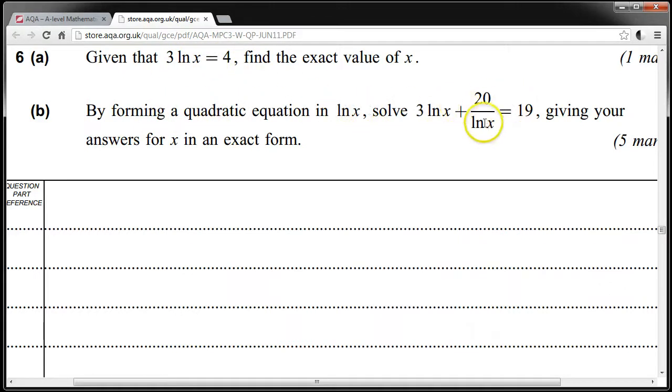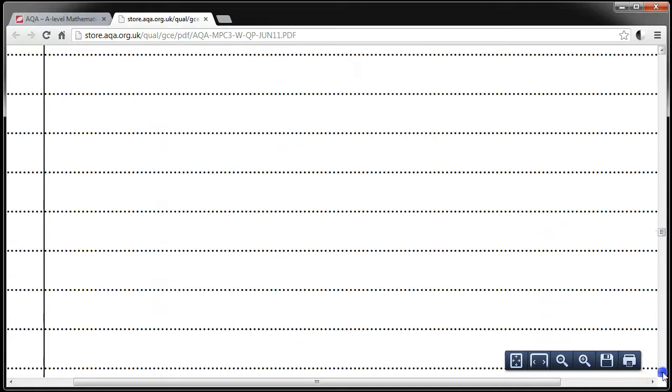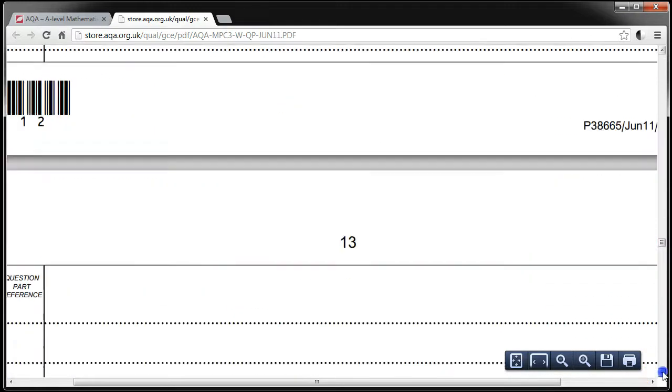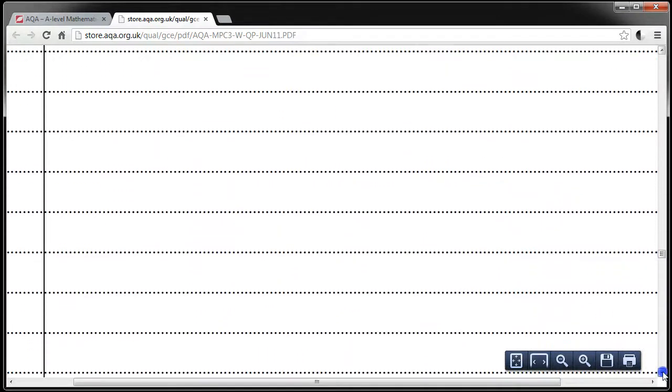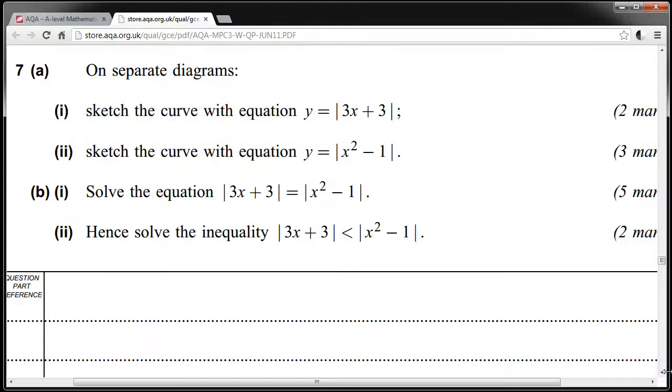This is just a quadratic in log when you multiply by log all the way through. Rearrange and then solve the quadratic, probably by factorization, and then get the solutions. I like that question. I would certainly think about doing that one at the outset, or near the beginning of the exam.